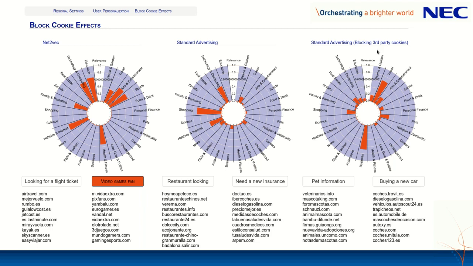But here we can say that if we block third-party cookies, the standard advertising is completely blind, right? And they are sending ads about business and travel to university students that are playing video games, which is probably not very good. Okay. I hope with this you understand better what we do with the user profiling system or the user profiling algorithm. All the code is in the repository of PIM-City, and if you have any doubt, of course you can contact me, and I will try to help you.